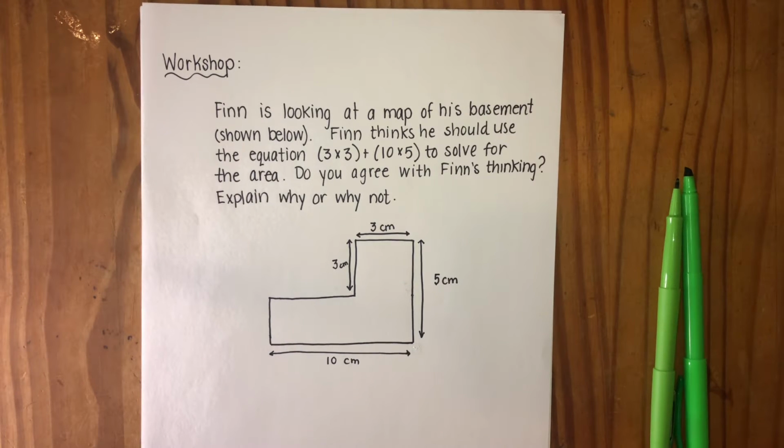Let's take a look at the last question. Finn is looking at a map of his basement shown below. Finn thinks he should use the equation 3 times 3 plus 10 times 5 to solve for area. Do you agree with Finn's thinking? Explain why or why not. How can we determine if Finn is correct or incorrect? Say it out loud.